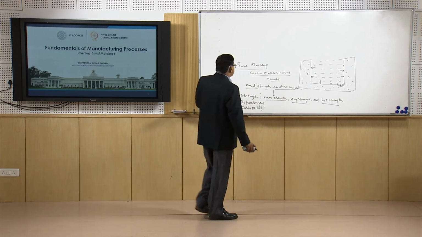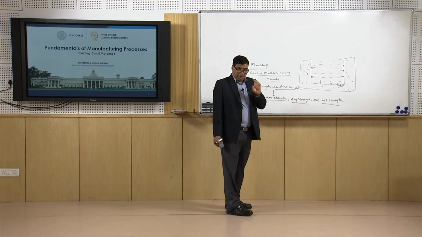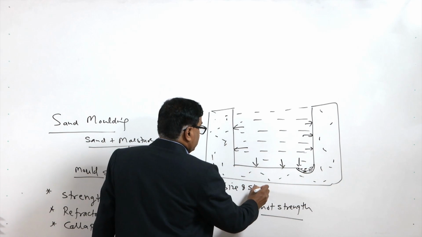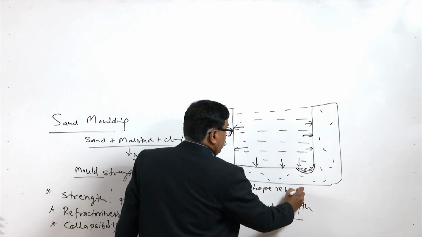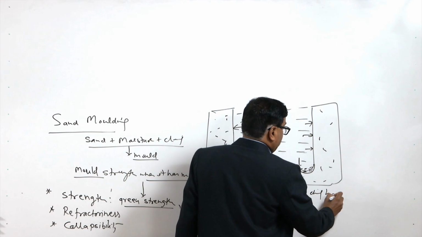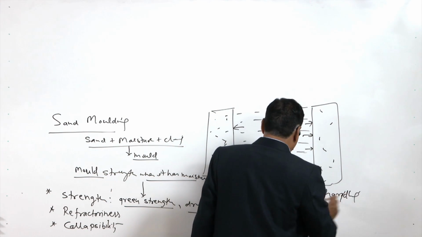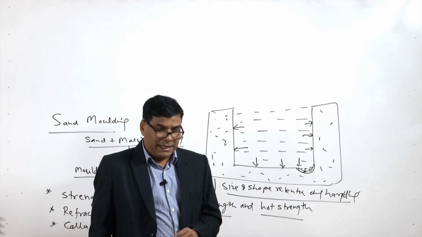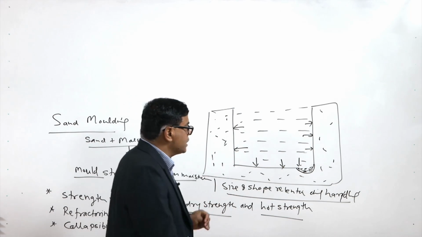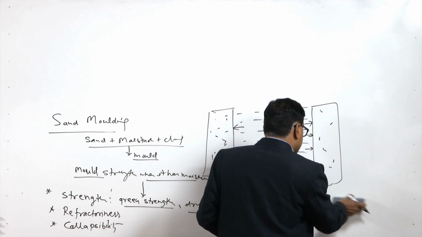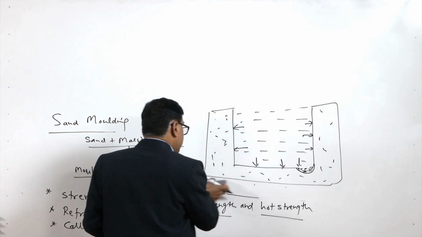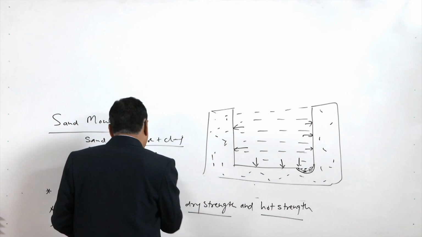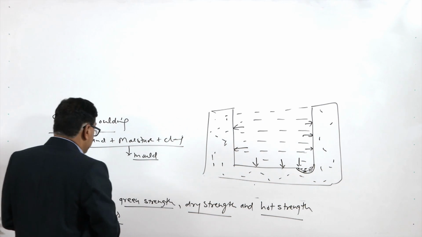In that case, the strength of the mold matters primarily for the size and shape retention during the handling. So, freshly prepared mold walls should not get damaged during the handling, and this green strength of the mold also matters when the mold is used directly for pouring the molten metal.